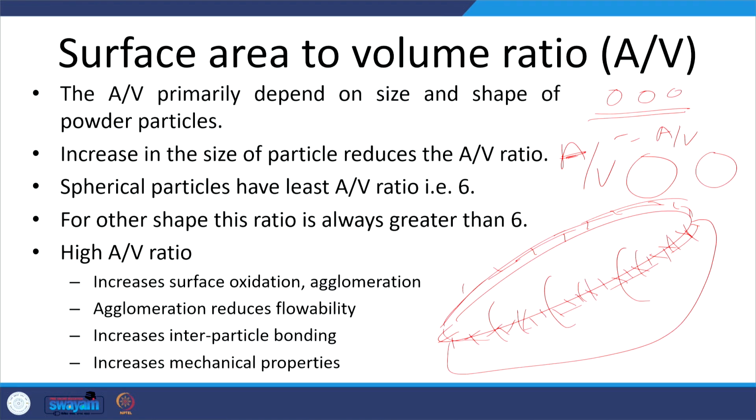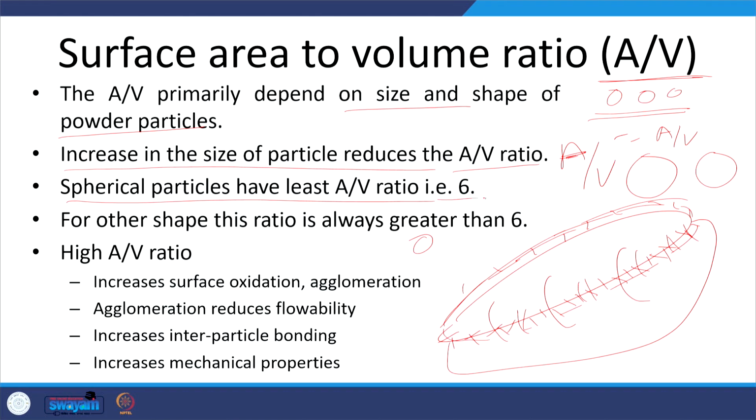Okay. So, there are two aspects that are affecting the A by V ratio: one is the size and another is the shape. Smaller size particles will result in the greater A by V, as compared to the coarse ones, and spherical shape particles will result in the lesser A by V as compared to the needle and flaky particles. So, increase in the particle size reduces the A by V, as I have said.